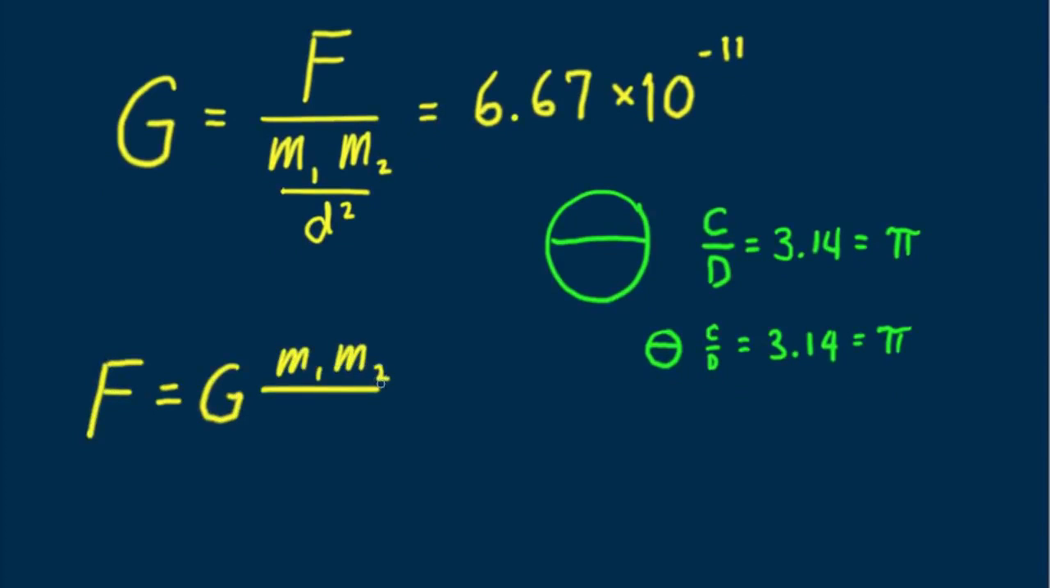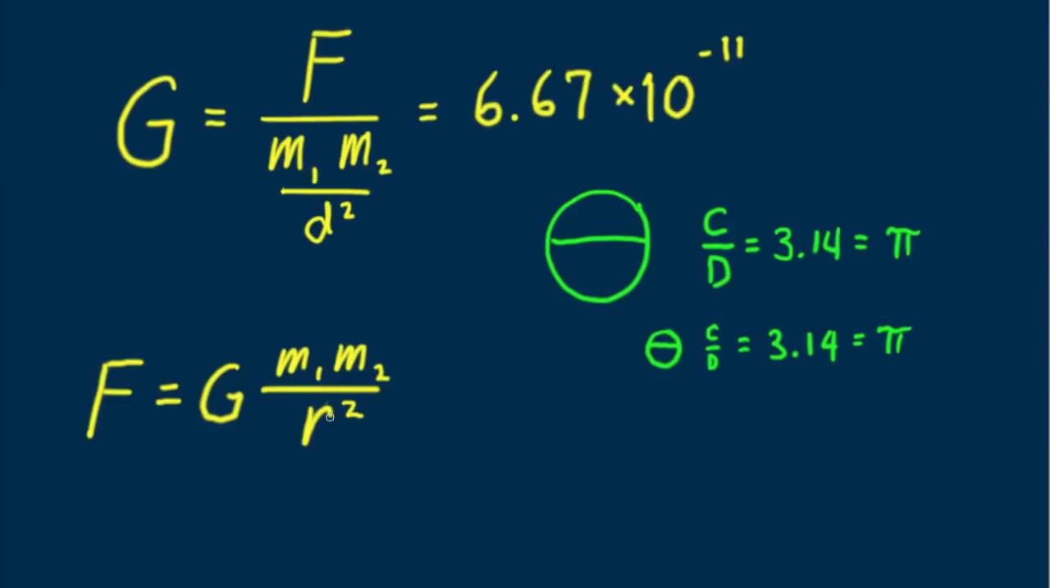To emphasize that the distance between objects is a radial distance, a straight line between their centers, it's common to use the symbol r in place of d. The symbol r stands for radial distance.